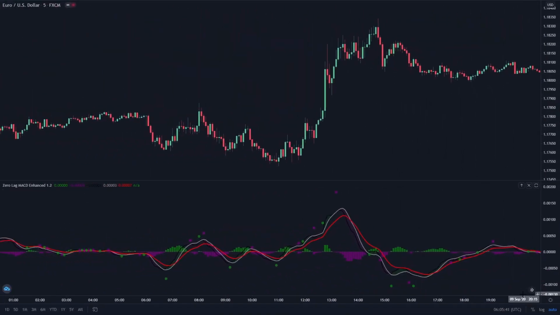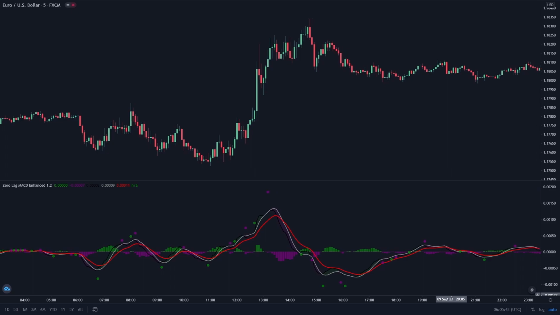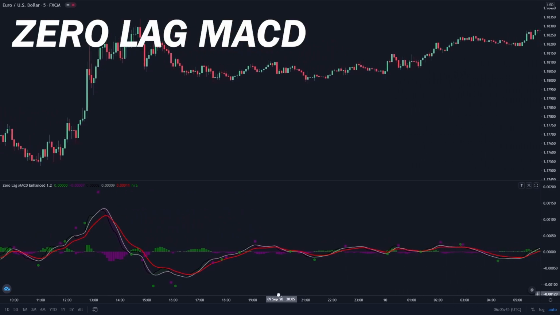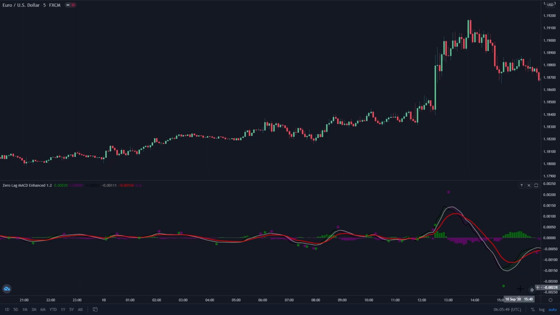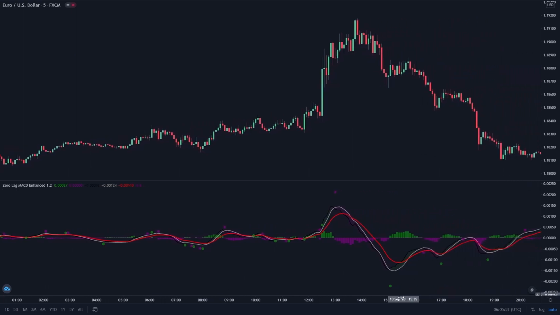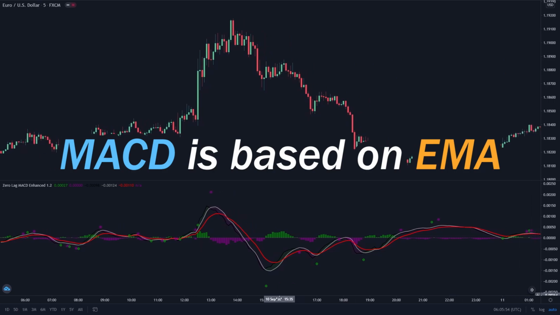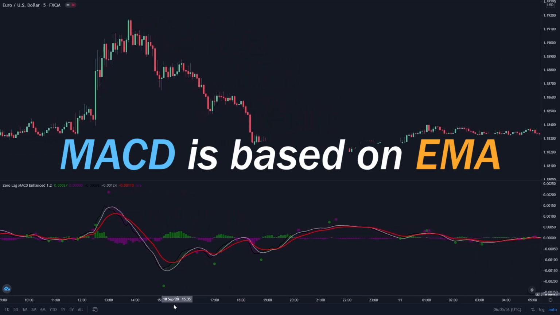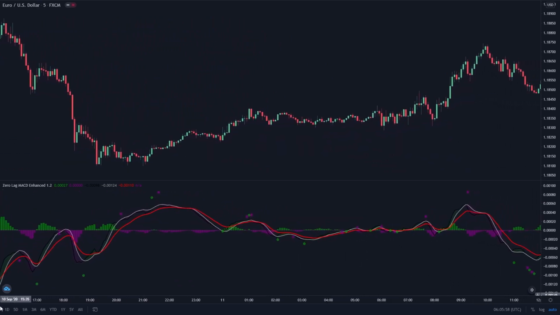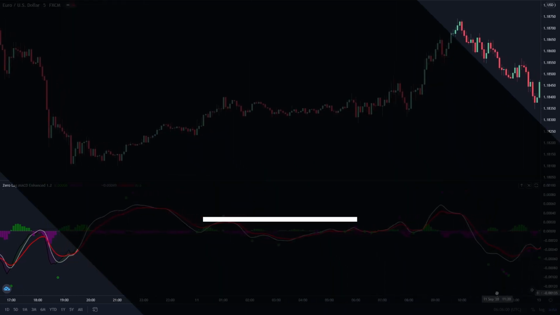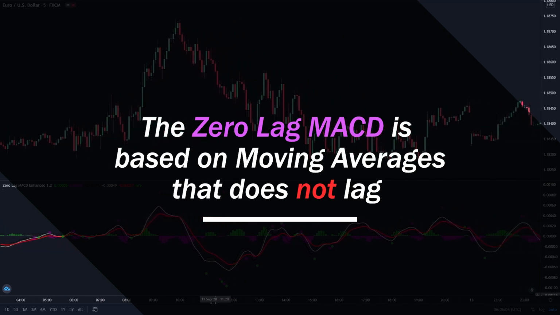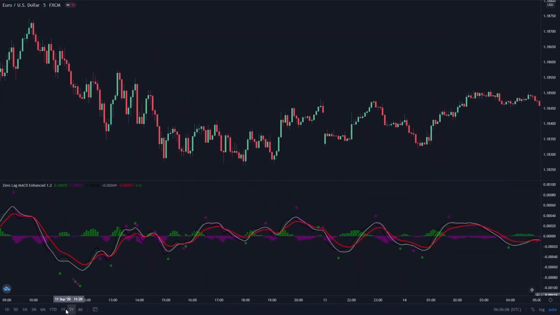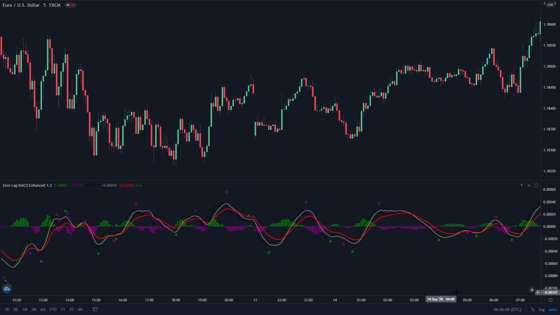So the first type of MACD indicator that I'm going to be backtesting is called the zero lag MACD. We all know that the classic MACD is famous for being a lagging indicator, because the MACD is based on an exponential moving average, which is inherently a lagging indicator. So the theory behind the zero lag MACD is that it is based on moving averages that do not lag. It removes the lag from the classic MACD in hopes of catching early trend signals.